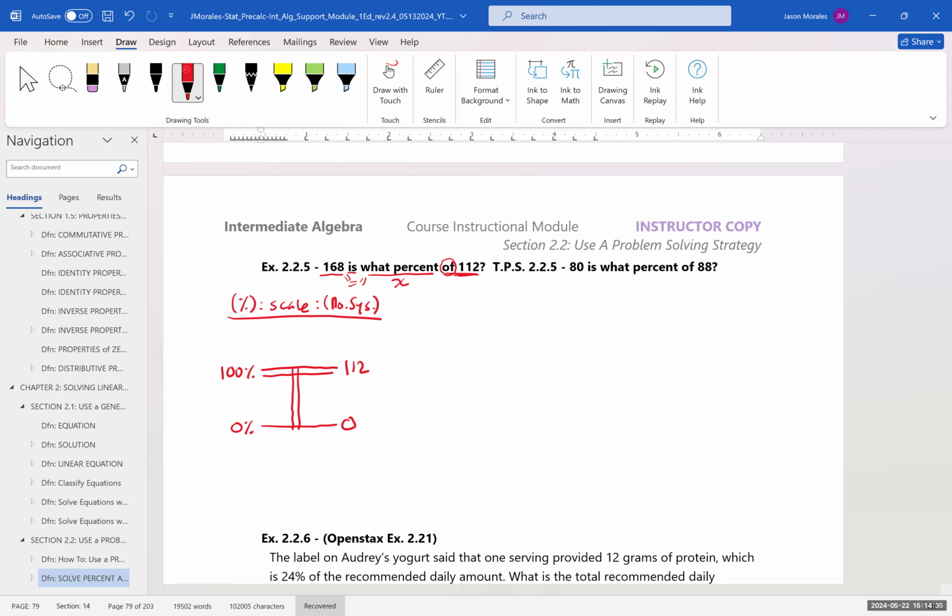So this one is saying, let me read this again, 168 is what percent of 112? So if we look at this number system on the right, if this is 0, and this is where 112 is, then 168 has to be even higher. And so this is where 168 lives. And 168 correlates to an X percentage.